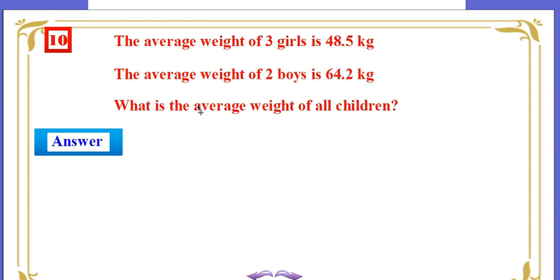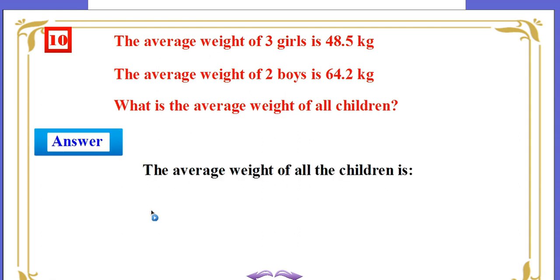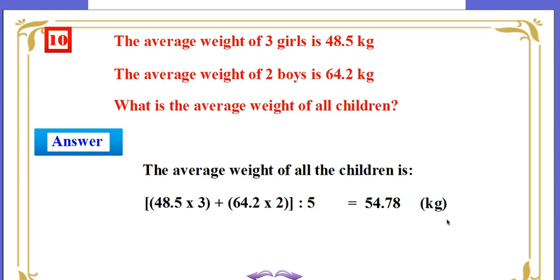So the answer is, the average weight of all the children is, here you have the total weight of 3 girls, the total weight of 2 boys, and here is the total weight of 5 children. And after that you divide by 5, and you have the result 54.78 kg. It is the average weight of all the children.